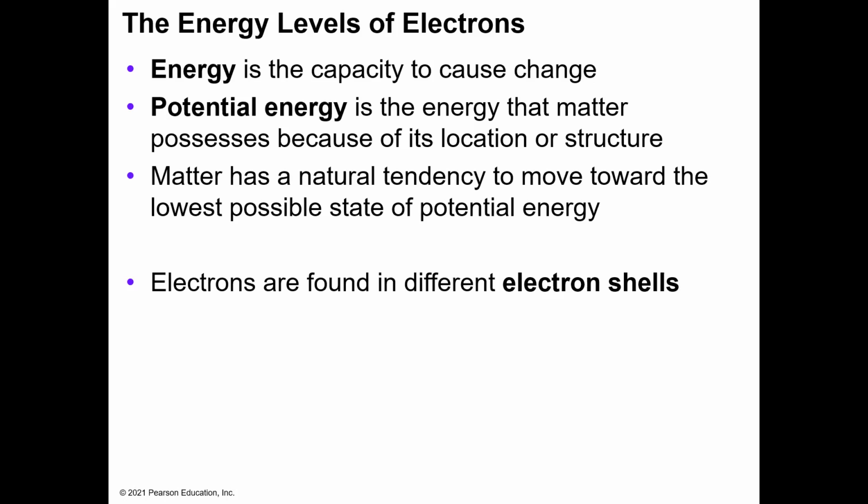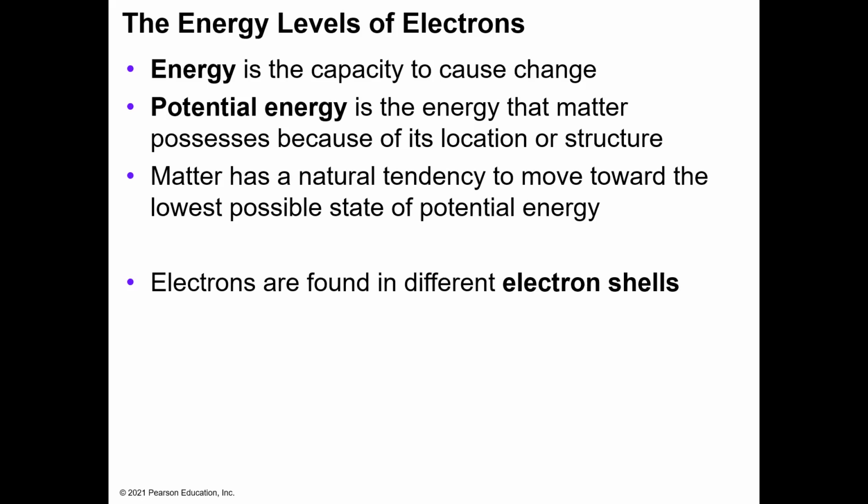The universe has a natural propensity to move towards chaos. The world, nature, and matter want to move towards chaos because they want to move towards a state of the lowest possible potential energy. And so this is true for electrons as well.